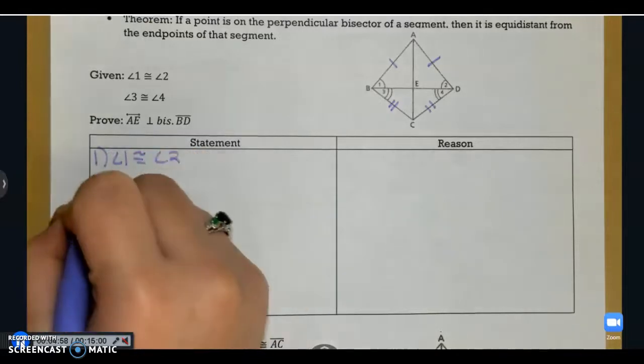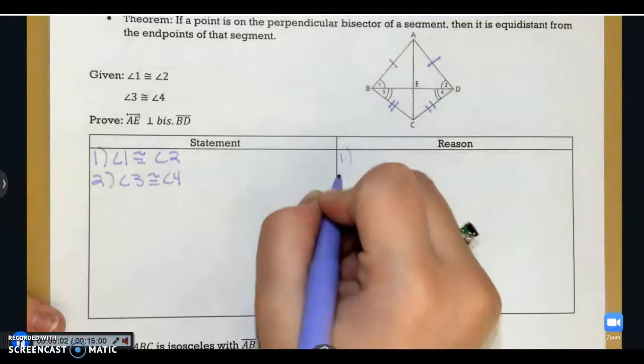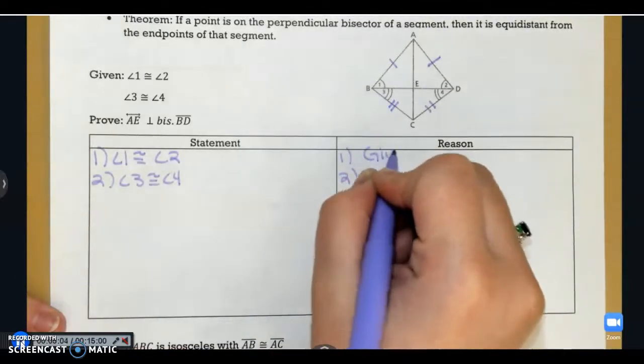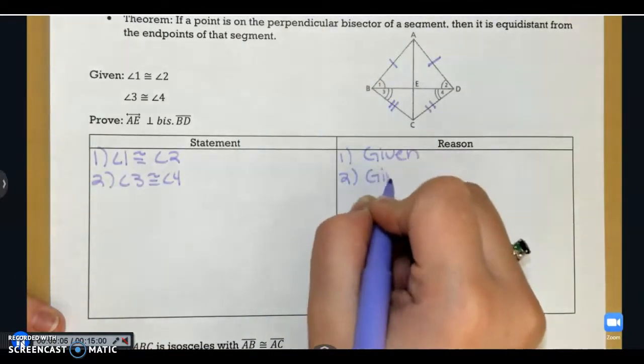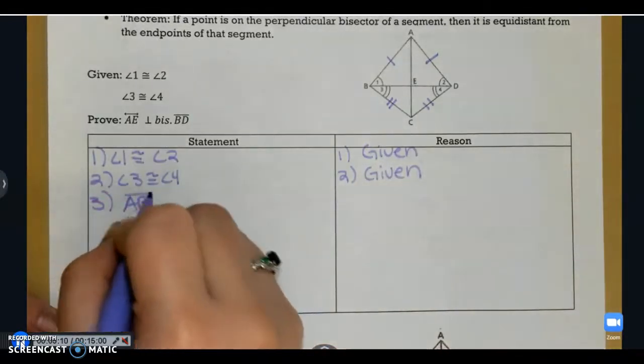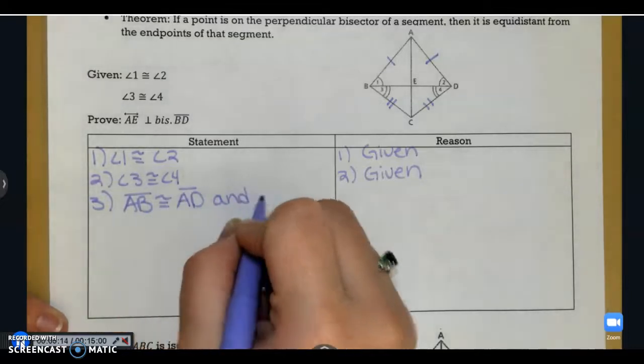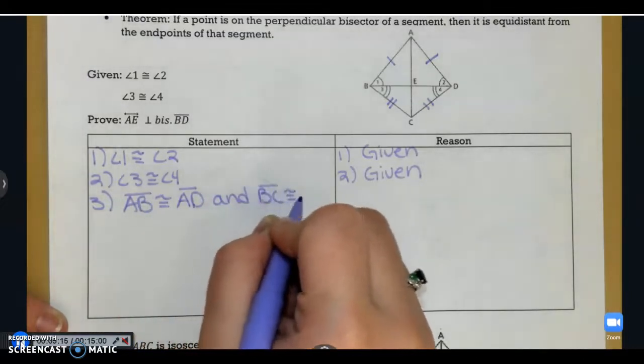Angle 1 is congruent to angle 2, angle 3 is congruent to angle 4. And we're given both of those. And from that information, we concluded that AB is congruent to AD and BC is congruent to DC.